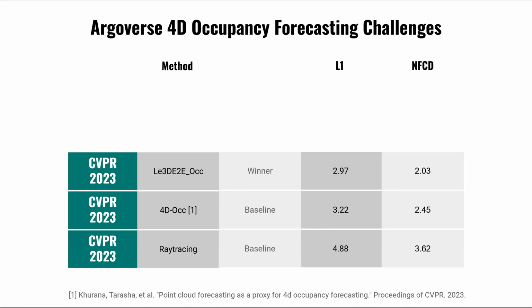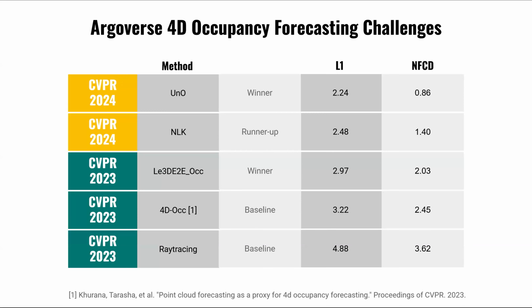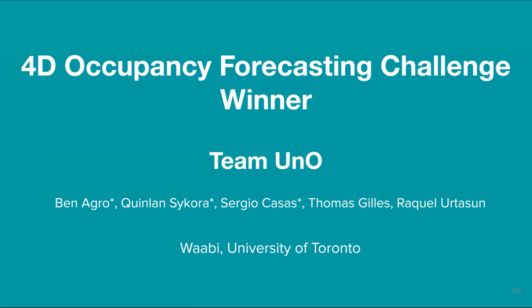The winner of the challenge last year relatively improved our ranking metric, which is the L1 error, by 8%. And this year, we had methods pushing the state of the art even further, relatively improving the L1 error by 24%. I'm happy to announce that this year's challenge winner was Team Uno from WABI and University of Toronto. They requested to present their method, and I invite them, specifically the authors Ben and Quinton, to take it away from here.